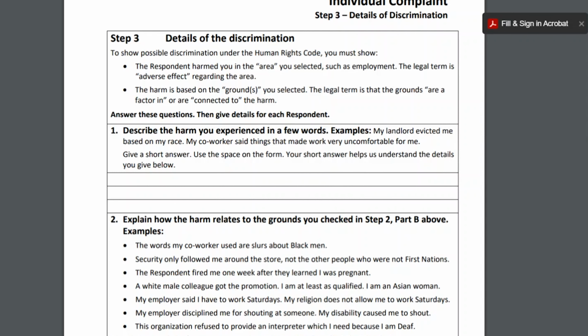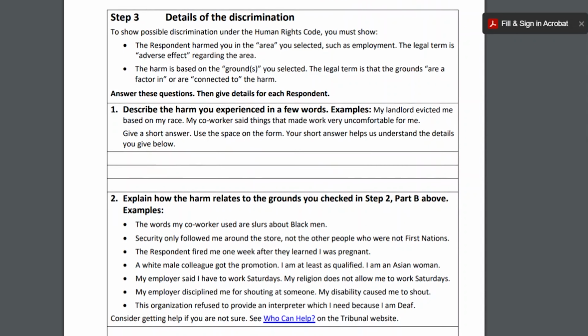When thinking about this part of the form, consider how the discrimination made you feel and what you may have lost as a result.